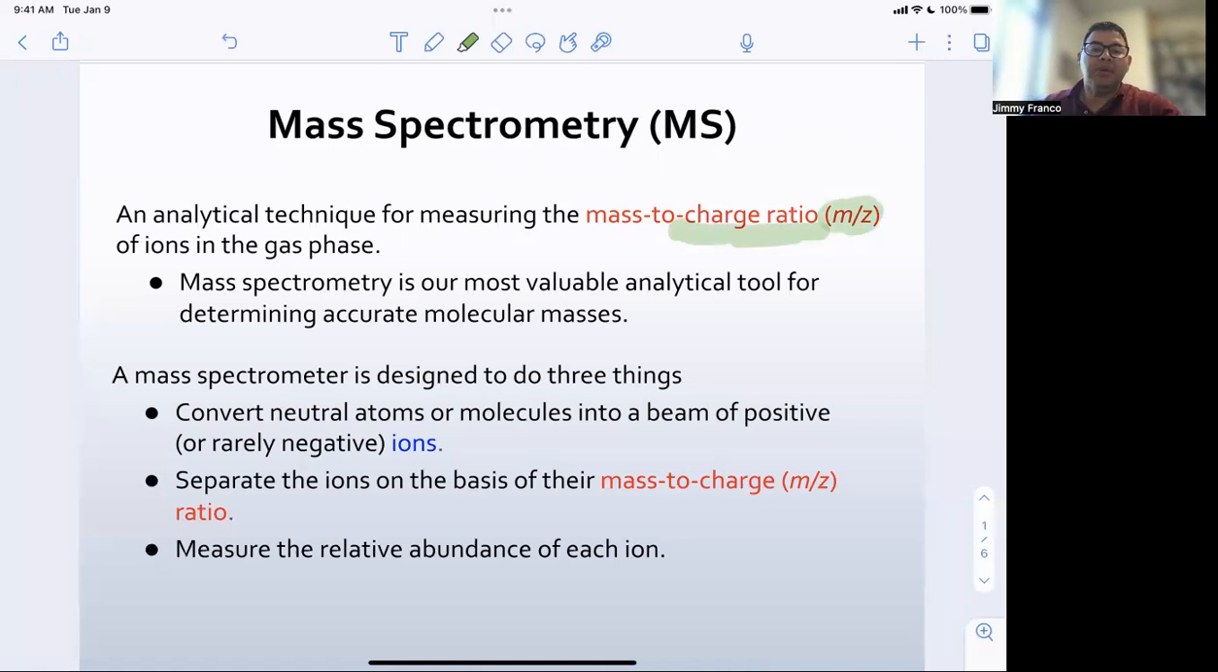Now, typically we have to put the charge on the molecule somehow. Right? And so there's a couple different ways. One of the things that we tend to do is we tend to try to put a positive charge on it. All right, so we can do this by adding a little bit of acid. So we put a drop of acid and we protonate it.